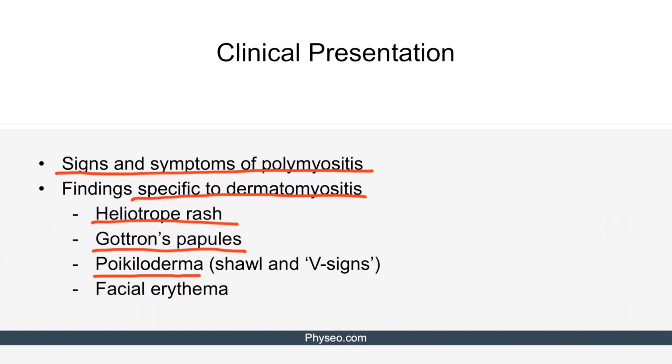Poikiloderma is a term that refers to skin that is hyper or hypopigmented, and it's associated with telangiectasias. And this classically affects sun-exposed areas such as the upper back, referred to as the shawl sign, and that V-neck area, referred to as the V sign. Facial erythema can also be a common skin presentation.